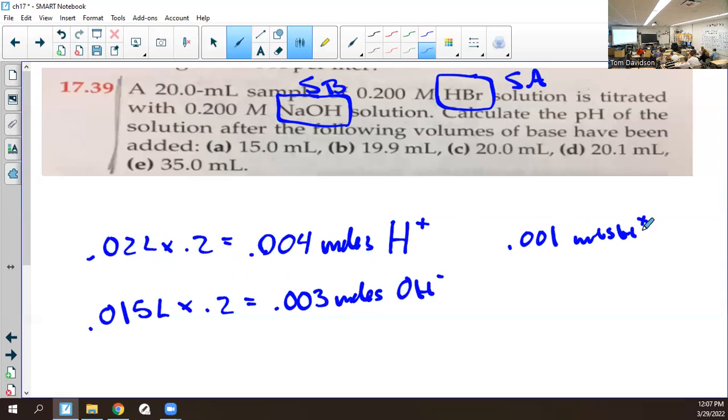Now, I don't form a weak acid here because I don't have the conjugate base of a weak acid, and I don't have the conjugate acid of a weak base. So this is strong acid, strong base, and I just find which is in excess. Now, this number is moles, but for pH I need to take concentration, correct? So I divide this by the total volume in this problem.